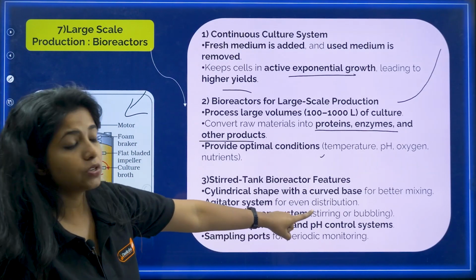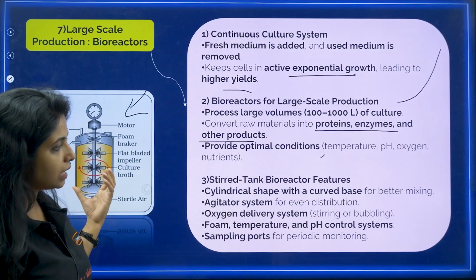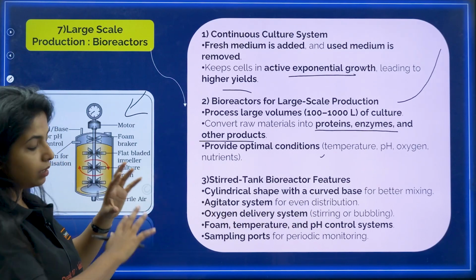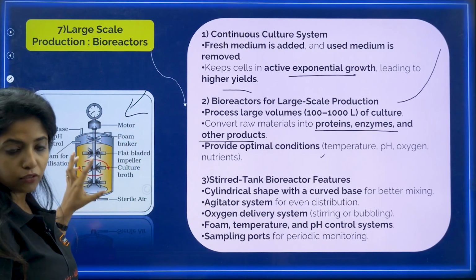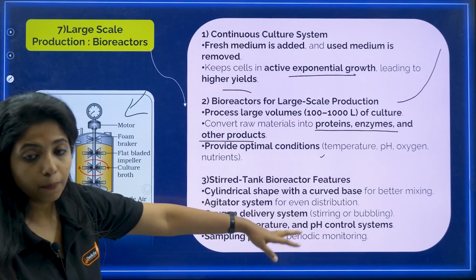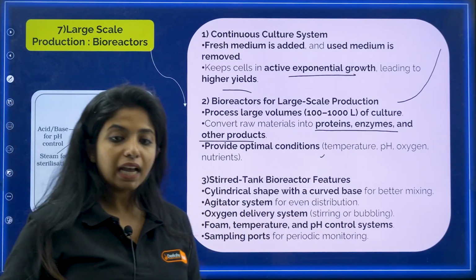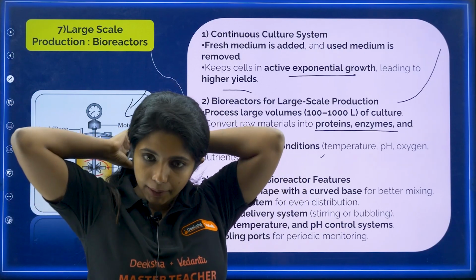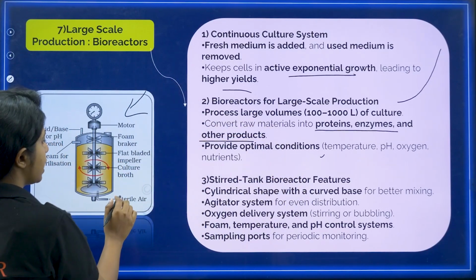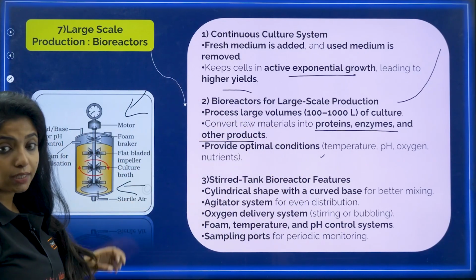Now, an oxygen delivery system is also there so that the oxygen can be delivered easily to all the different parts of this whole thing. Foam, temperature and pH control systems are there, and sampling ports are also there so that we can take out a sample and test for any toxic thing or things like that. Okay, so this is a stirred tank bioreactor. If you are asked for the picture, just understand this is the stirred tank.